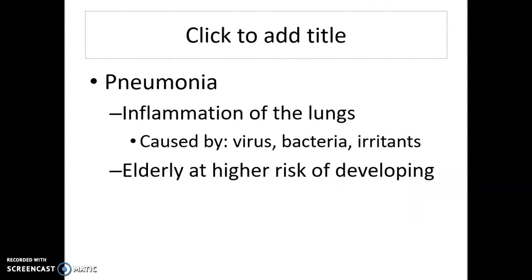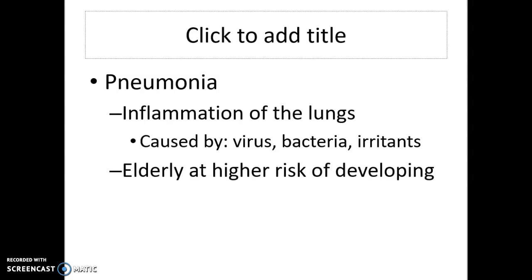Pneumonia is very common in the elderly, and this is an inflammation in the lung. It can be caused by viruses, bacteria, irritants. Remember we talked about if you're feeding them and they're coughing, maybe if the food or the drink goes down into the lungs rather than into the stomach, this can cause aspiration pneumonia, and that's an irritant.